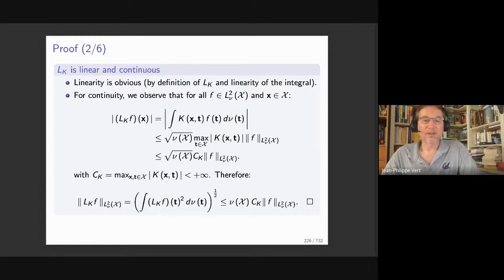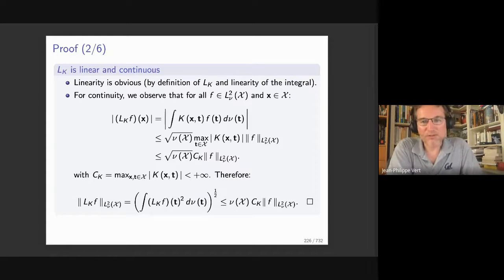The last thing we have to do is to obtain an upper bound of the L2 norm of Lk of f from this upper bound we have on the pointwise value. And so to get that, we just easily write the L2 norm of Lkf as the square root of the integral of Lkf of t squared, d nu of t. Then we just upper bound Lkf of t by the upper bound we just had. So we get nu of x times ck squared times L2 norm of f squared. These are all constants that come outside of the square root. And we have a square root of nu of x that comes out from the integral. So we have two square roots of nu of x, which together give nu of x. And we get ck times norm of f in L2.